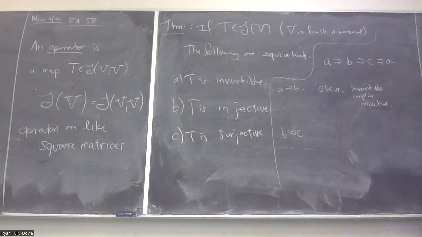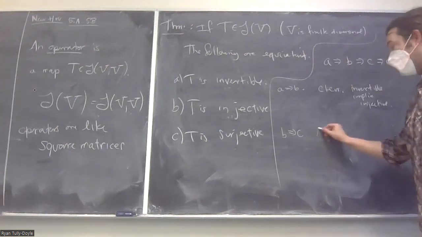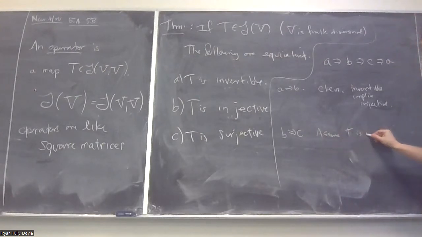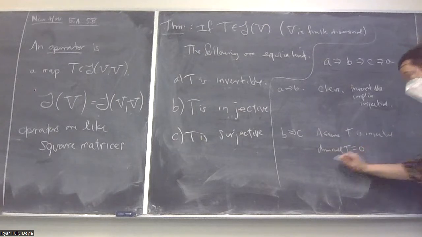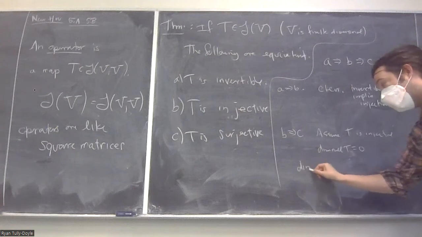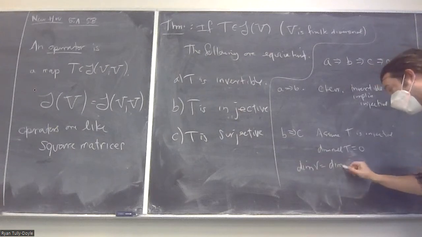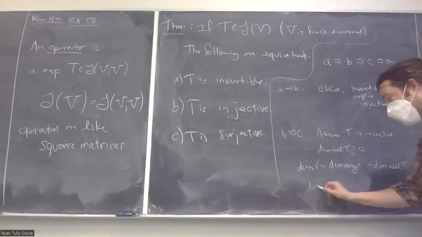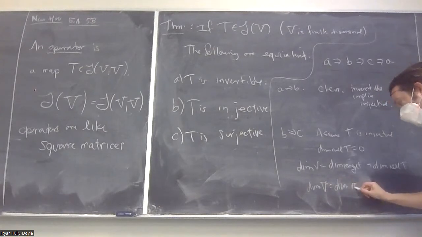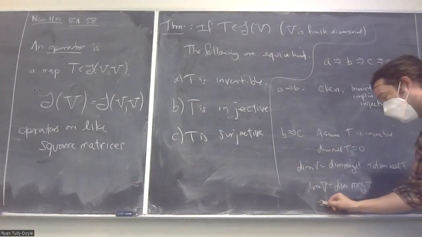What you're saying is right, but the way you want to do it is to use the fundamental theorem of linear maps. So assume T is injective. What does that mean in terms of the dimension of some space? If T is injective, what do we know? The dimension of the null space of T is equal to zero. But then the fundamental theorem of linear maps says the dimension of V is equal to the dimension of the range of T plus the dimension of the null space of T. But if this is zero, it means the dimension of V is equal to the dimension of the range of T, and that means that V is the range of T. So this implies that T is surjective.